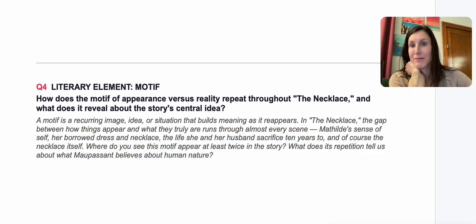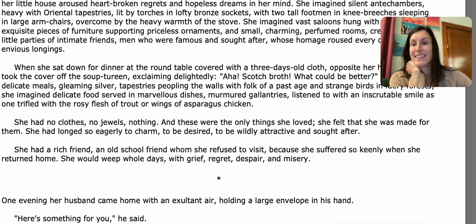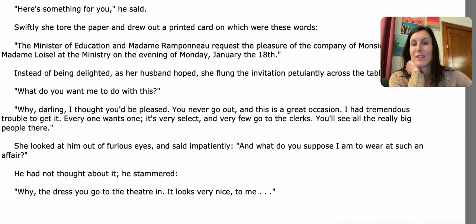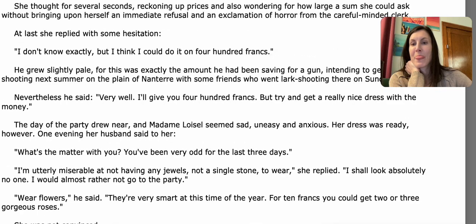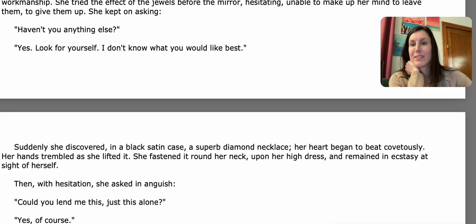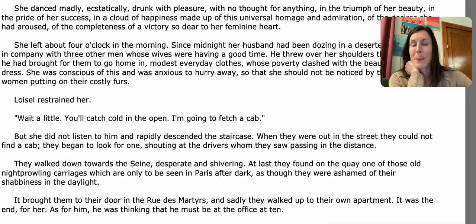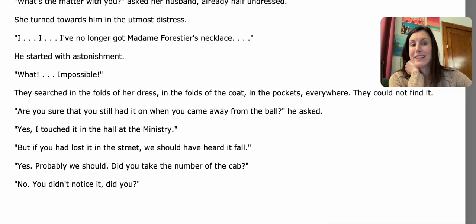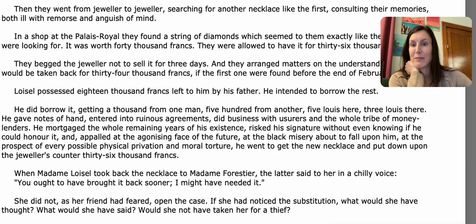For appearance versus reality, you could definitely use a scene as evidence of when she is at the ball and she is saying how she was the absolute darling of the ball and everyone was dancing and impressed with her. We have the cost of the suitable dress. So when she's at the ball, she appears very, very fancy and like an upper class member of society. But when she's leaving the ball, she panics because the reality is everything is borrowed. Well, the diamonds are borrowed.